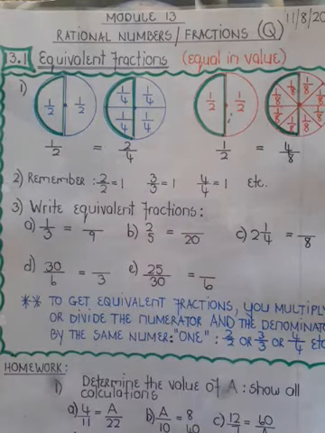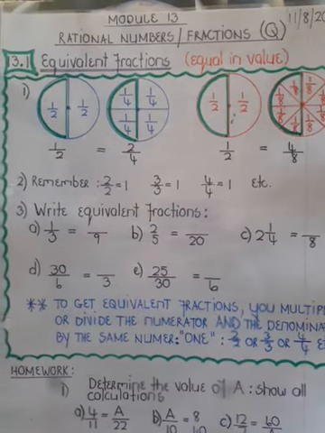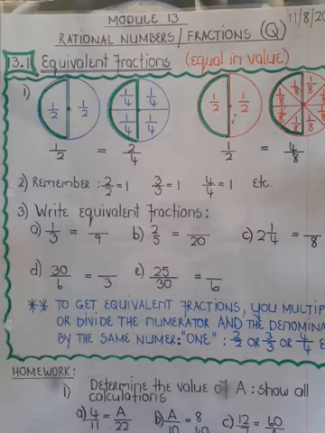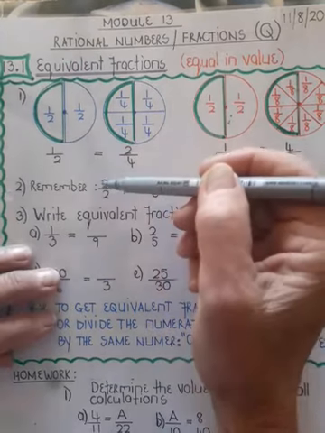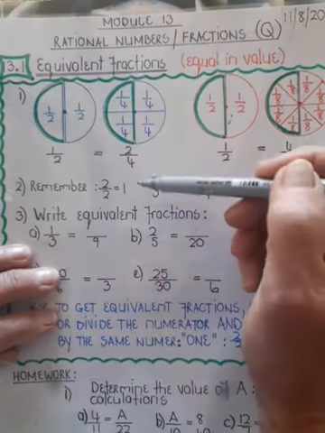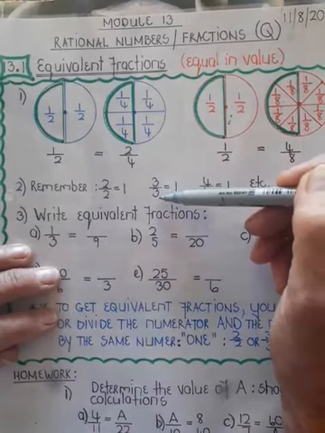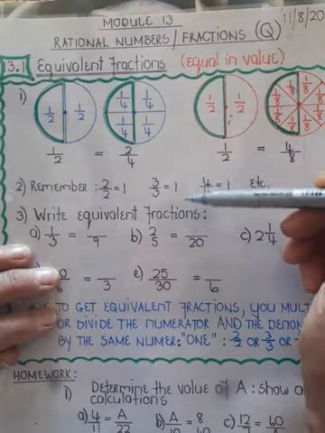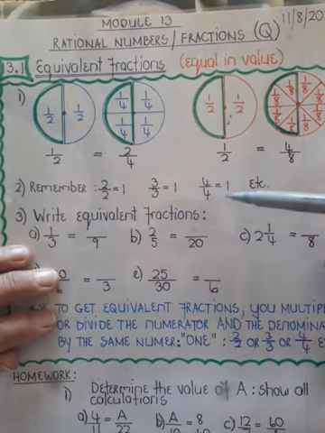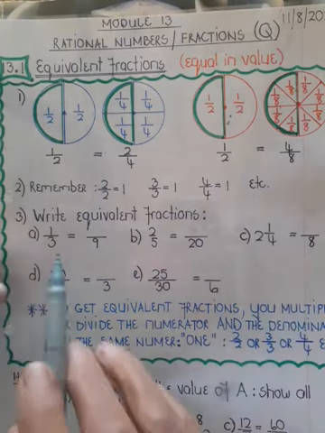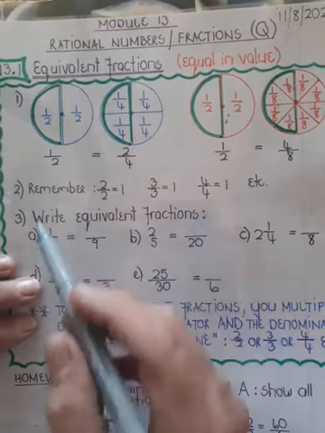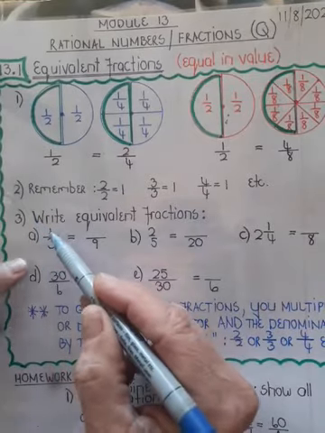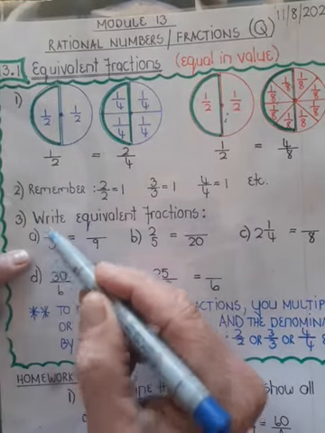Now, we can get equivalent fractions by multiplying or dividing with the number 1. You must remember that 2 on 2 is the same value as 1. 3 on 3 is the same value as 1. 4 on 4 is the same value as 1. So, if I have to write equivalent fractions, I'm going to take this and write the equivalent fraction for 1/3.